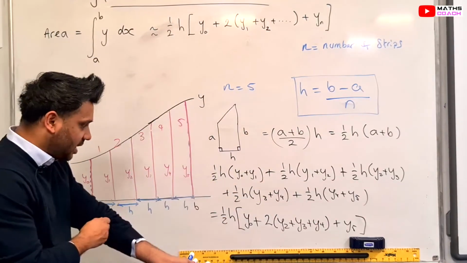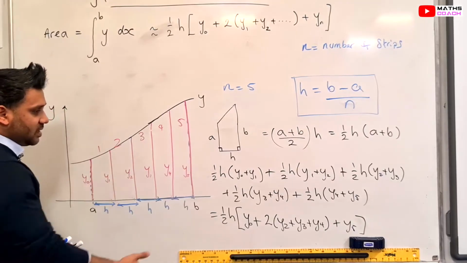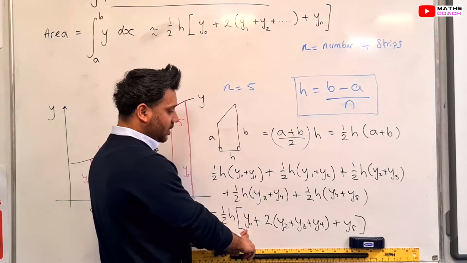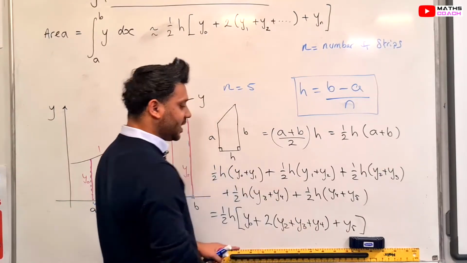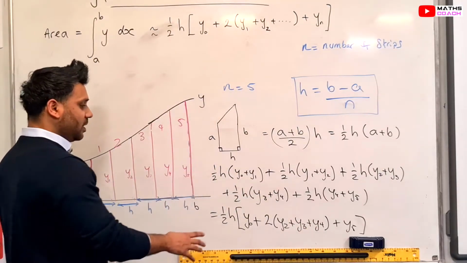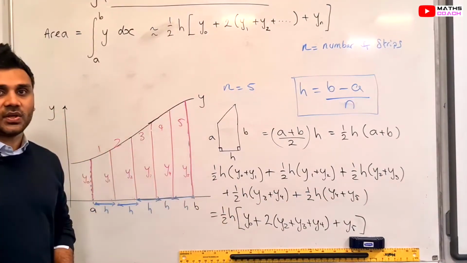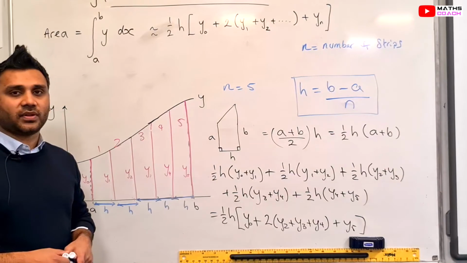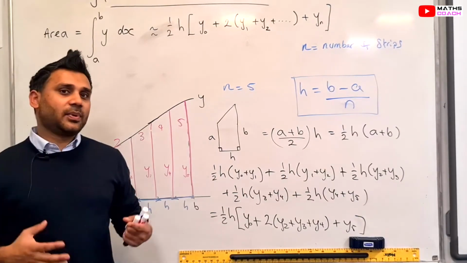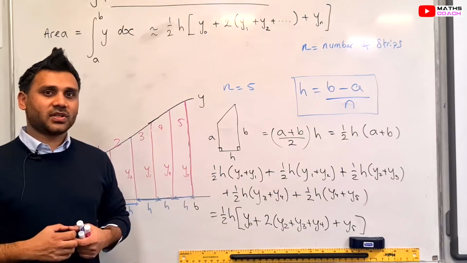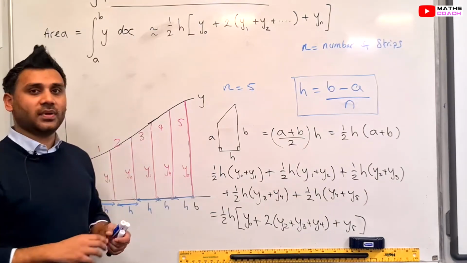So basically, what we have to do is in the bracket, add the first y value and add the last y value, and then add on 2 lots of everything else in between, and work out the answer to that, and then multiply by half of the h value, and that gives you the approximation for the area underneath a curve. Now let's apply this trapezium rule on an actual question, and hopefully it will make it much easier to understand how the formula is applied.